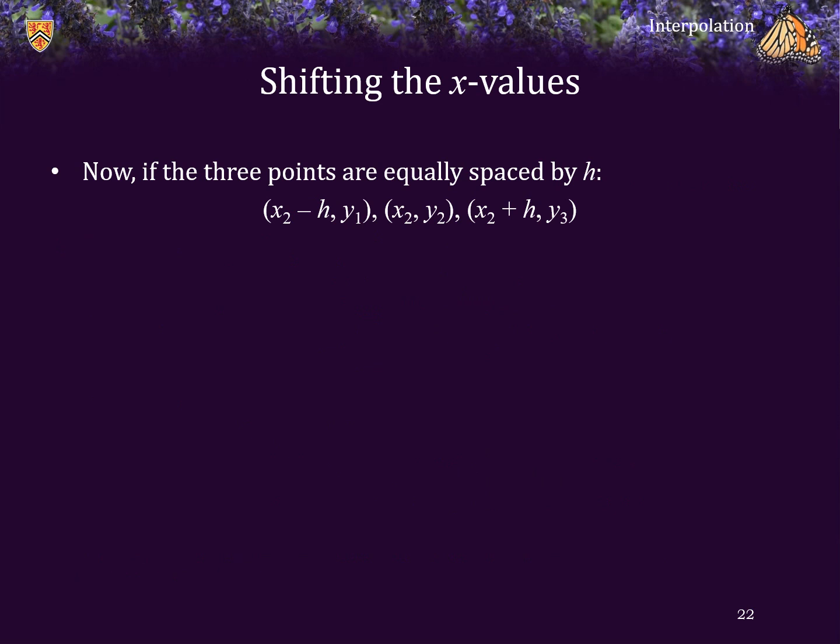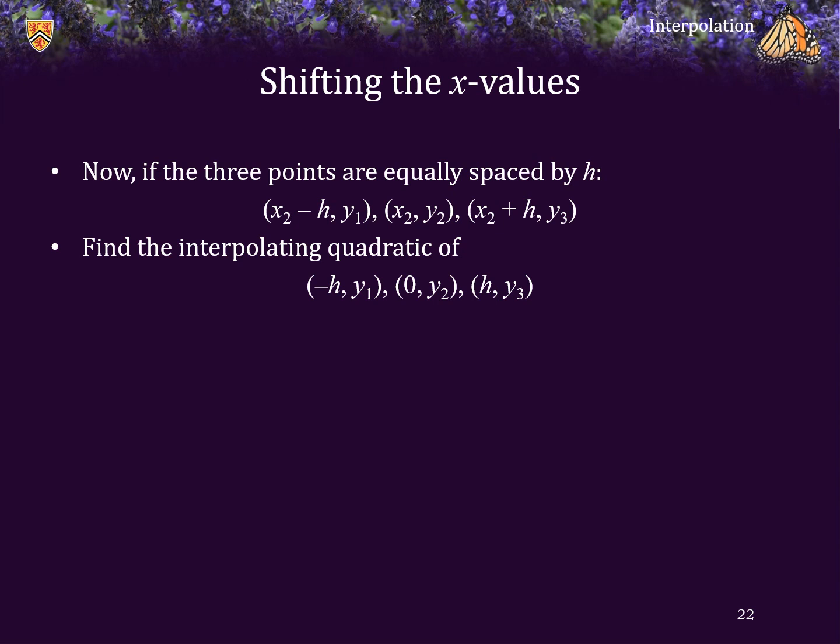Now, remember also that I pointed out that engineers tend to sample points equally in time. Therefore, the x values may be equally spaced by some value h. Consequently, the x values x1, x2, x3 may actually be x2 minus h, x2, and x2 plus h. So to find the interpolating quadratic that passes through these 3 points, instead we will find the interpolating quadratic that passes through those 3 points.